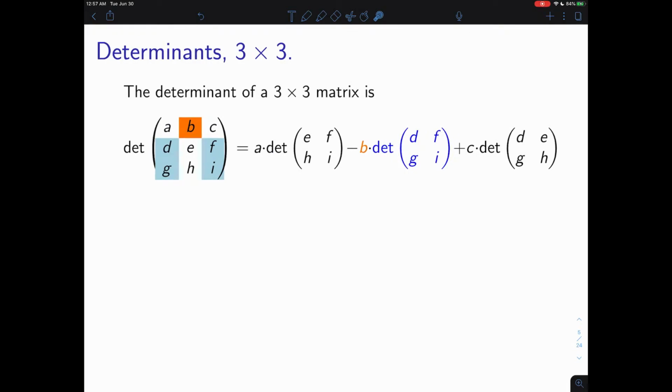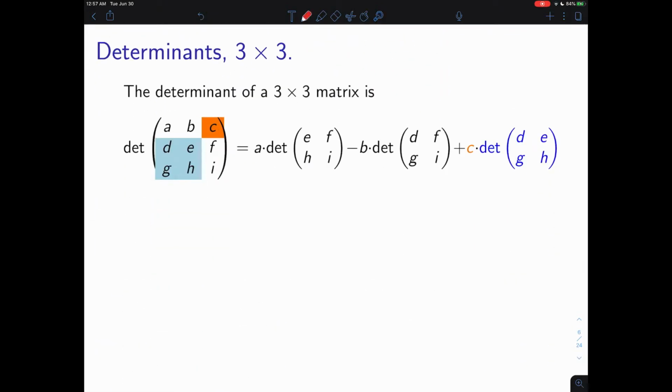And then after A, I'm highlighting the B. And again, if we cross out the row of that B and cross out the column, then what's left over is this D, F, G, I thing. And there's that 2 by 2 determinant of D, F, G, I. The only tricky thing is notice this minus sign. Tricky minus sign.